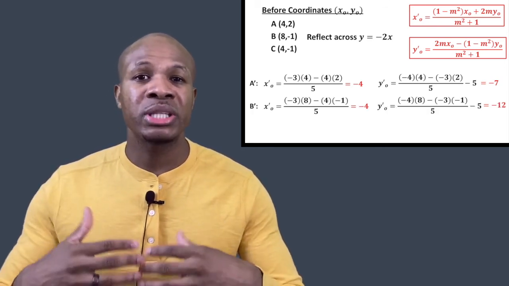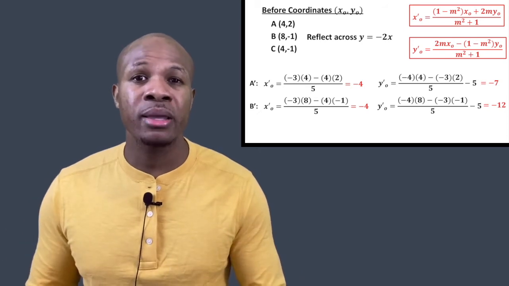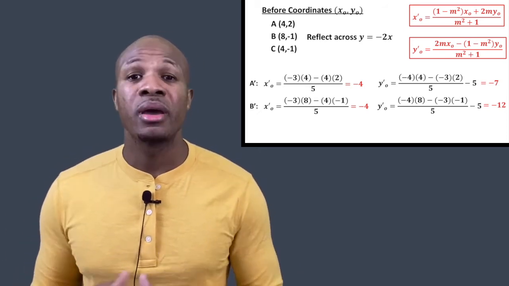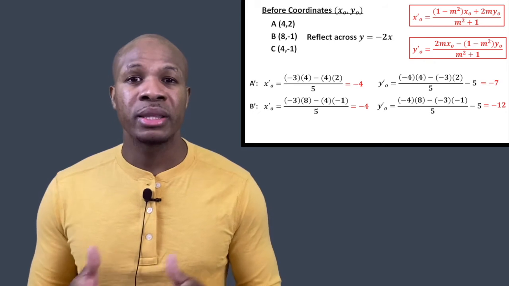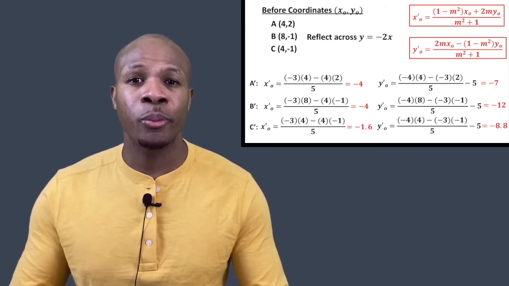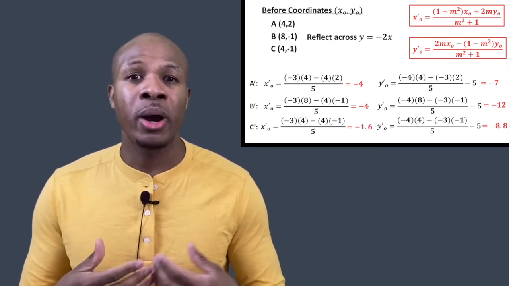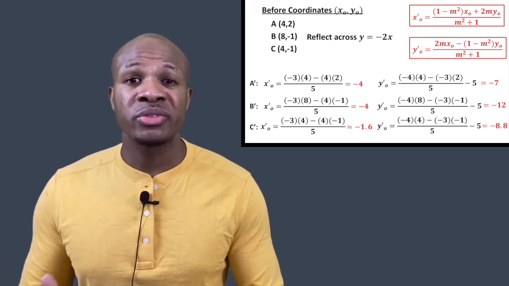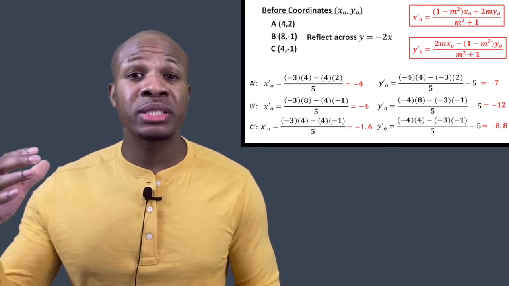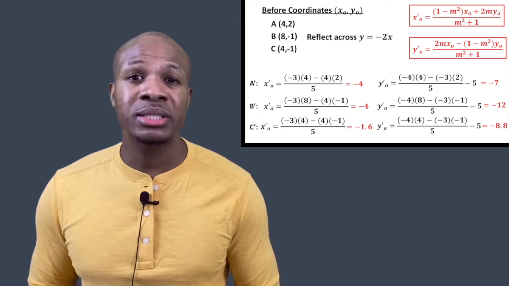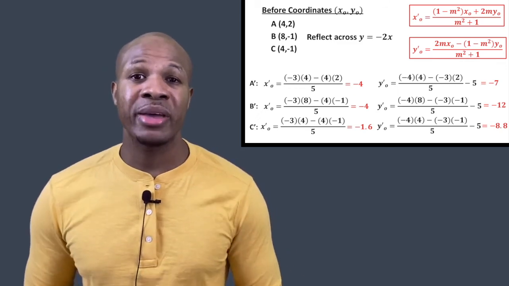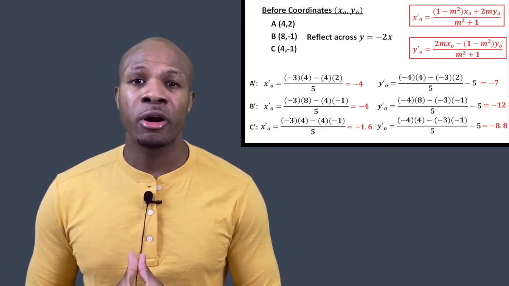And then we do the same thing for point B, with x naught equals 8 and y naught equals negative 1. And when we do that, we get negative 4, negative 12. And then doing the same thing for point C, x naught equals 4, y naught equals negative 1. Plugging those values into our equations gives us x prime naught equals negative 1.6 and y prime naught equals negative 8.8. And these are going to be our final positions.